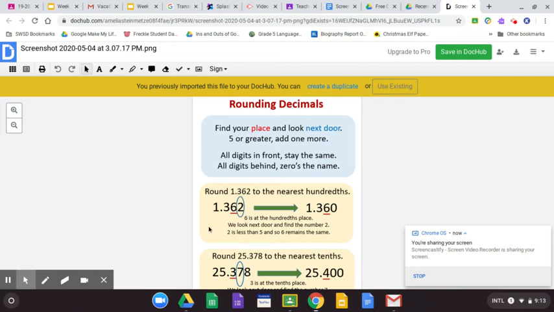So here's a good example. It says round 1 and 362 thousandths to the nearest hundredth. So you first find the hundredths place. The 6 is in the hundredths place. That's why they have the red line under it. Then we look next door and we find a 2. Because 2 is less than 5, the 6 will remain the same. So that 2 just becomes a 0. The 6 stays the same because of the 2.